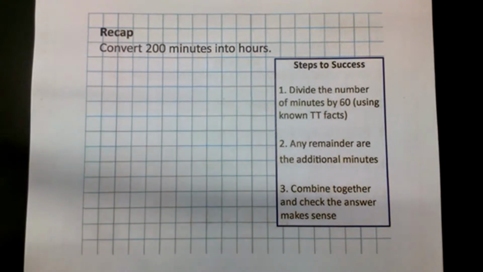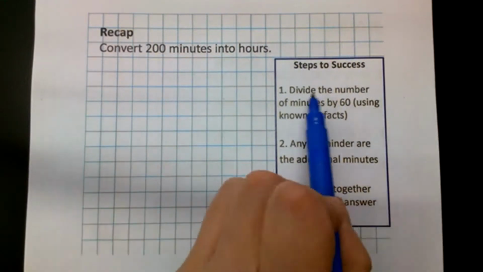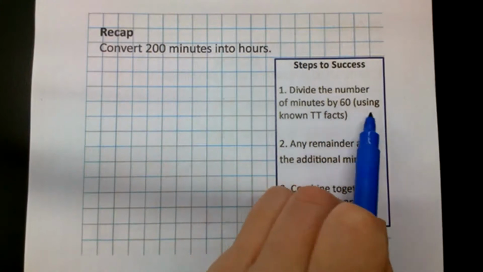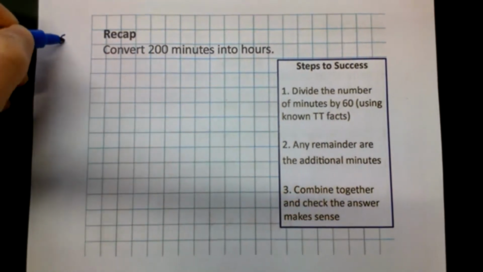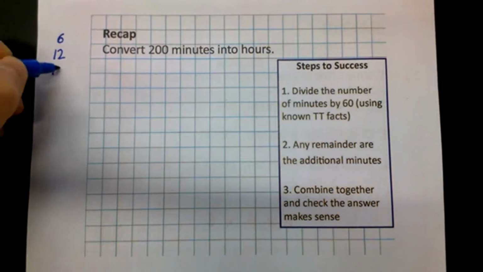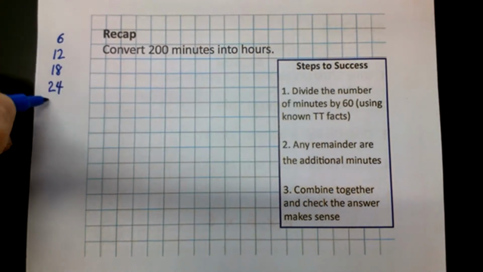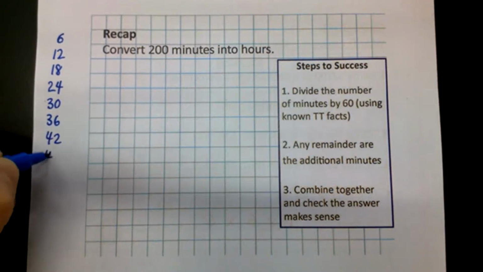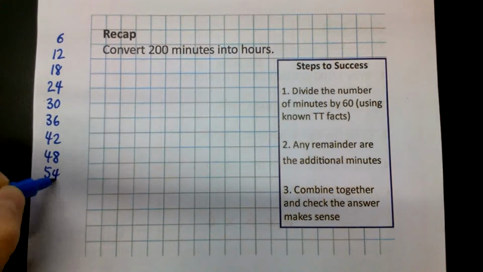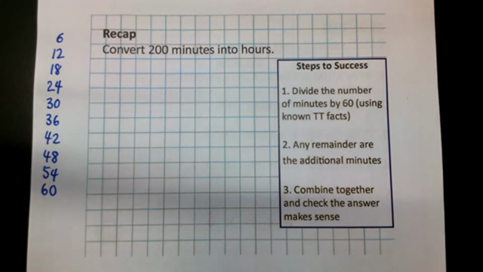We're going to convert 200 minutes into hours, and we're going to divide the number of minutes by 60, and we're going to use our times table facts. Remember, if we don't know our 6 times tables, we're going to write them down on the side. 6, 12, 18, 24, 30, 36, 42, 48, 54, and 60.